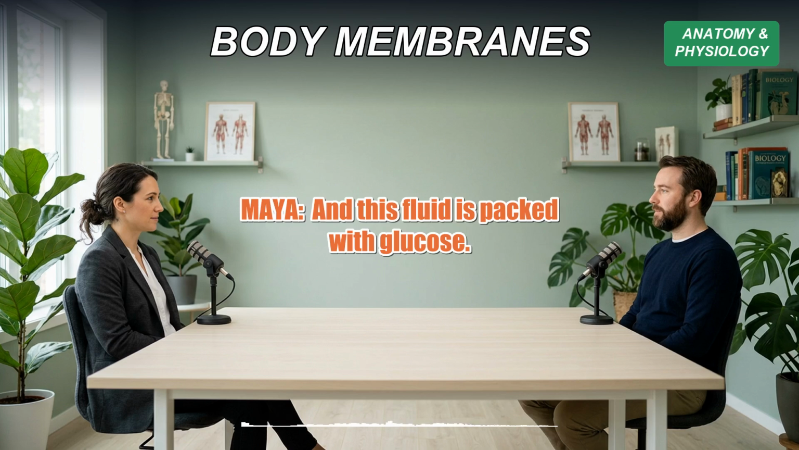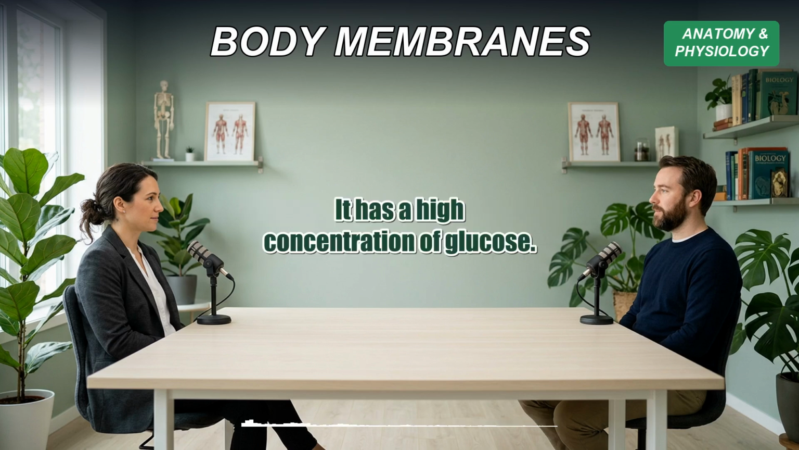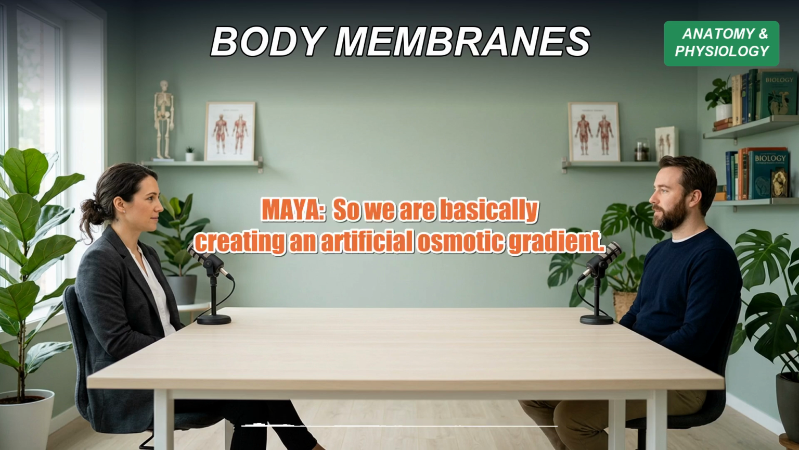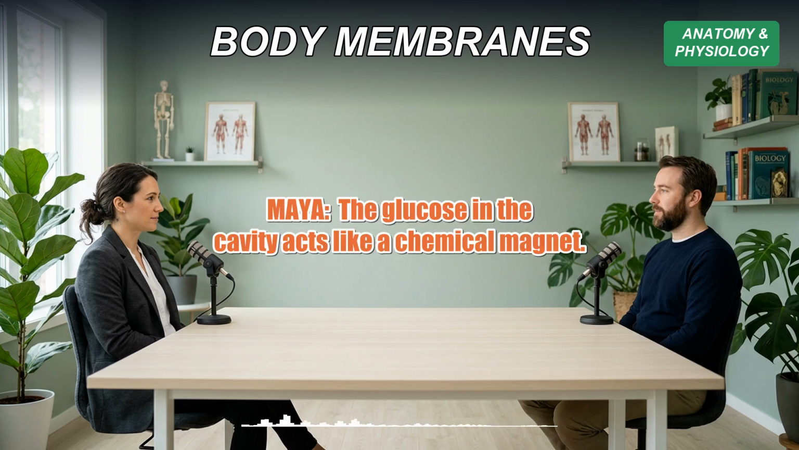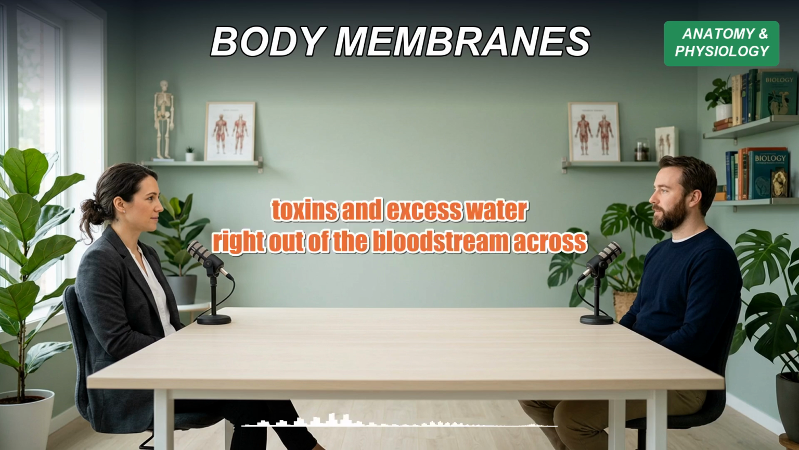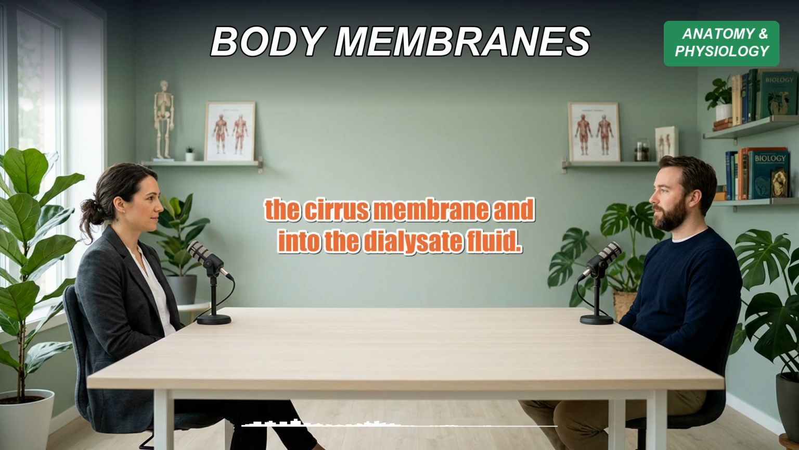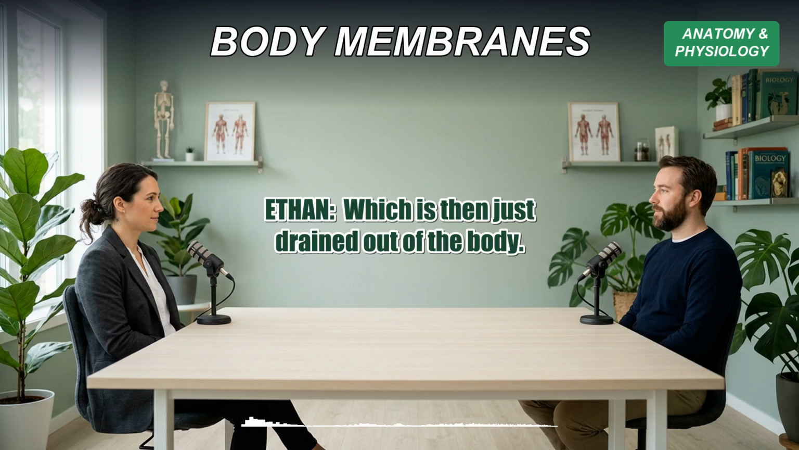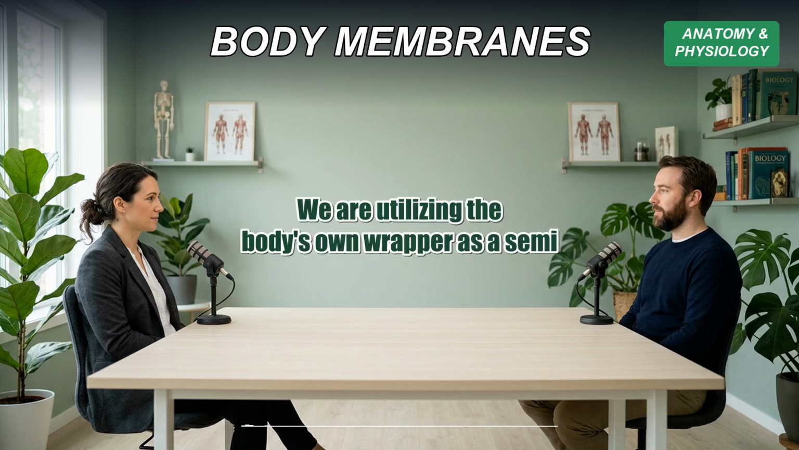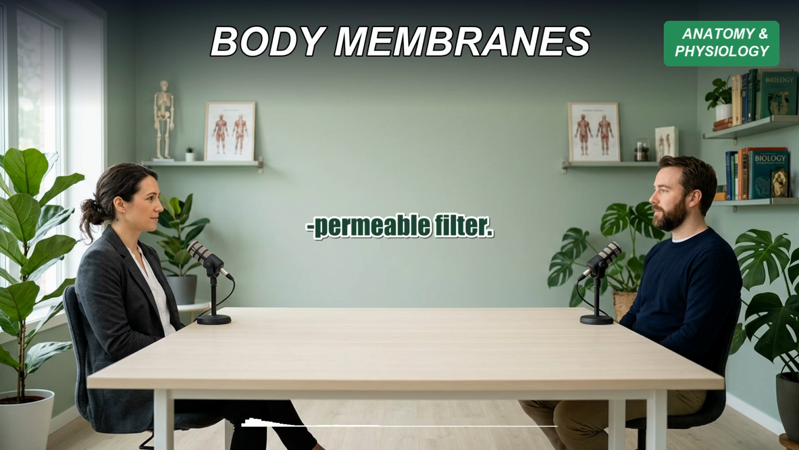And this fluid is packed with glucose. Exactly. It has a high concentration of glucose. So we are basically creating an artificial osmotic gradient. Precise. The glucose in the cavity acts like a chemical magnet. It's pulling the urea, toxins, and excess water right out of the bloodstream, across the serous membrane, and into the dialysate fluid. Which is then just drained out of the body. We are utilizing the body's own wrapper as a semi-permeable filter.